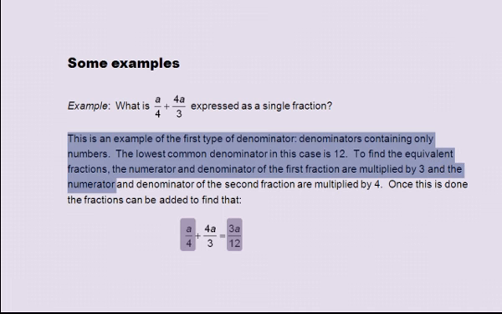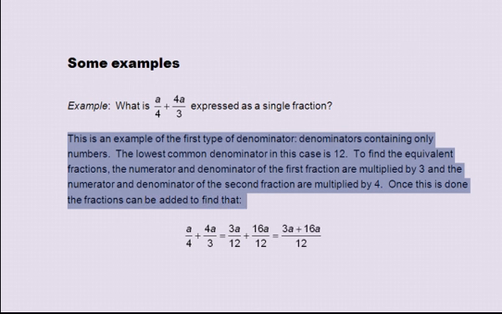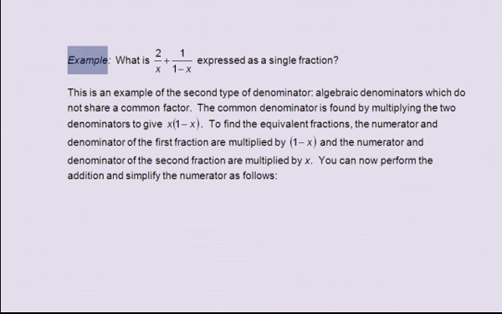The numerator and denominator of the second fraction, 4a divided by 3, are multiplied by 4 to give 16a over 12. You now have a common denominator, and once this is done, the fractions can be added to find that 3a divided by 12 plus 16a divided by 12 equals 3a plus 16a all divided by 12, which equals 19a divided by 12. Here's another example.